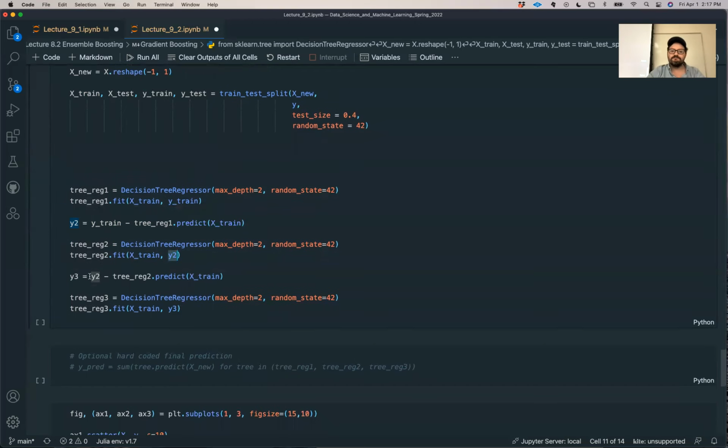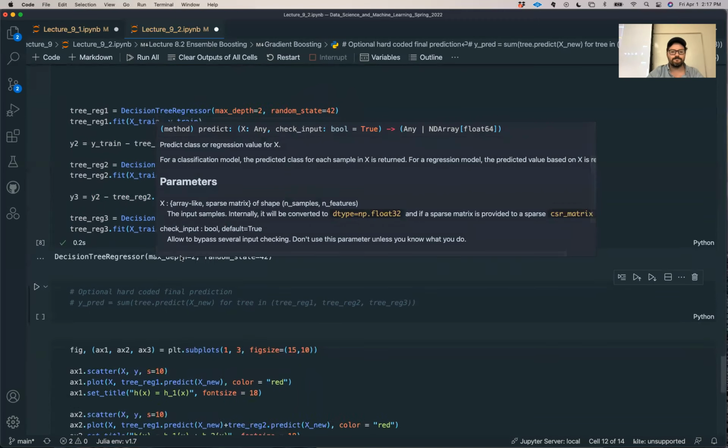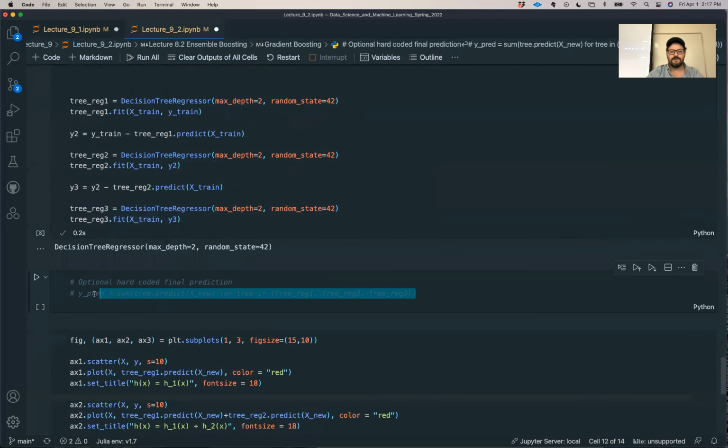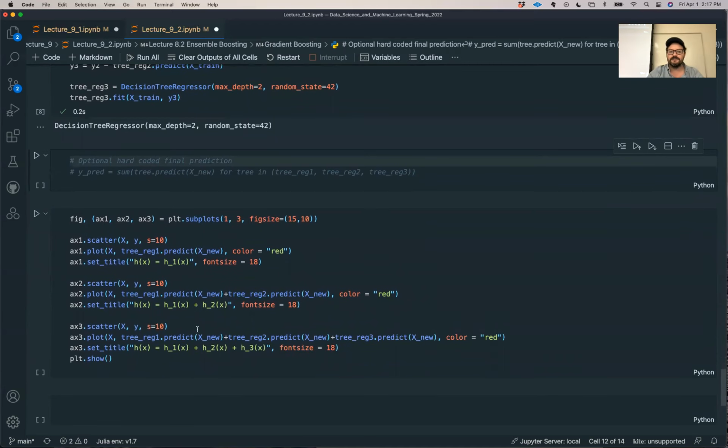And then Y3, it's my new residual error. And then I fit again to that. So there's 3 of them. Now this code here I commented out, this is just a way of writing the full predictions, just the sum of the predictions. But I thought it'd be more illustrative to actually write it in the plotting code so you can see it.